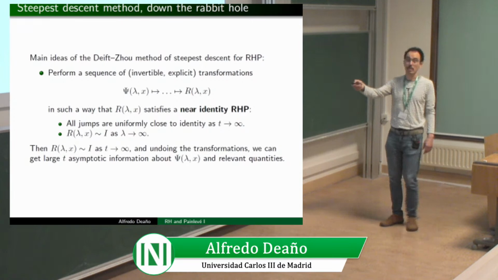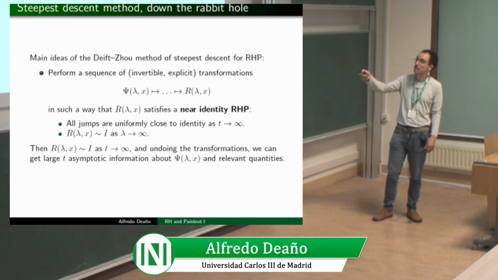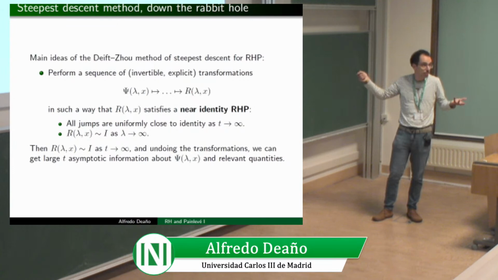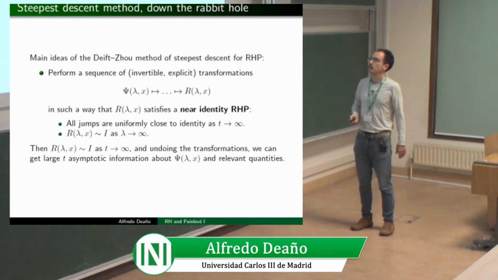So you solve the Riemann-Hilbert problem asymptotically for large t or large x, and then you go back all the steps that are explicit and invertible, and then you get the information about the original matrix psi and whatever you want from there. For example, these entries that contain the Painlevé functions. So this is the instructions manual. Now the problem is how to implement it.